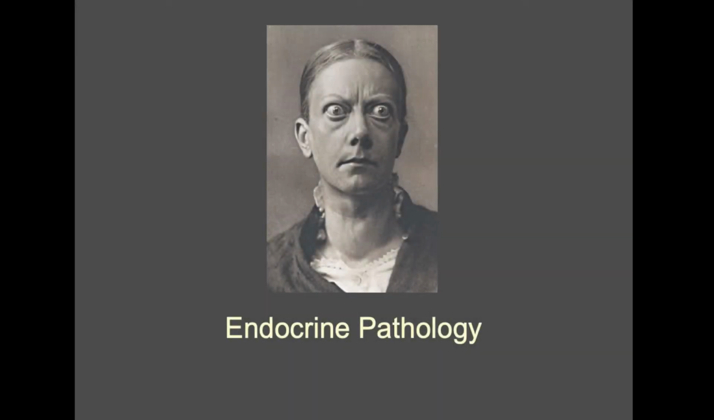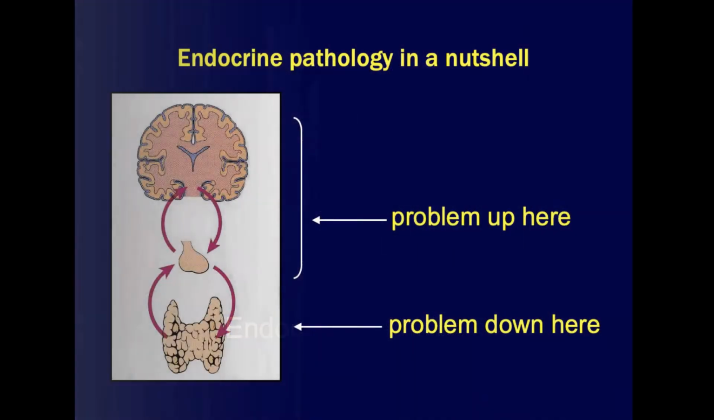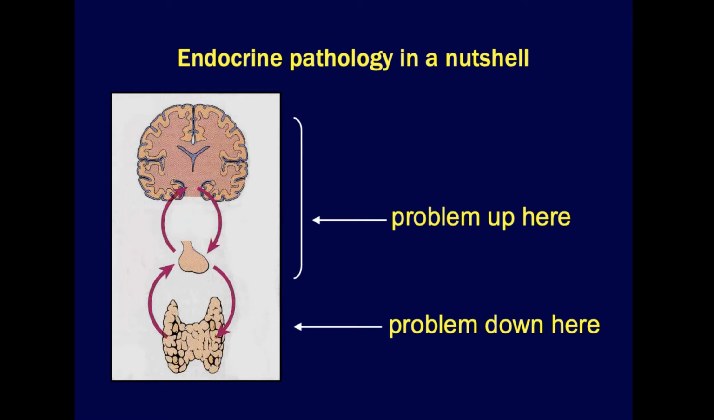Welcome back to our video today on endocrine disorders, or endocrine pathology. And we're going to talk about what happens with the various different endocrine glands. So basically you have the hypothalamus and the pituitary, and then you have some other type of gland. And so there is going to be something wrong in the brain, or something wrong with the pituitary gland, or something wrong with the gland that they interact with. Like in this picture, this is the thyroid gland.